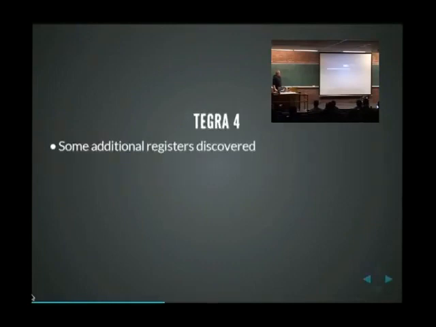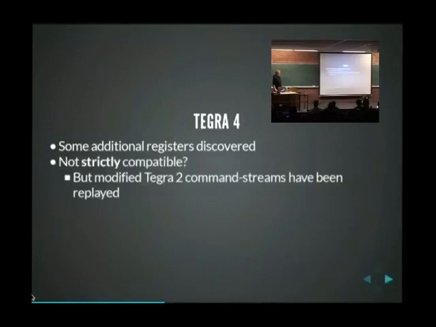Tegra 4 has some more registers that we've found. I don't think it's strictly compatible, as in I think the first command streams we didn't replay there, but some command streams have been replayed on Tegra 4 hardware. So it seems to be roughly compatible.